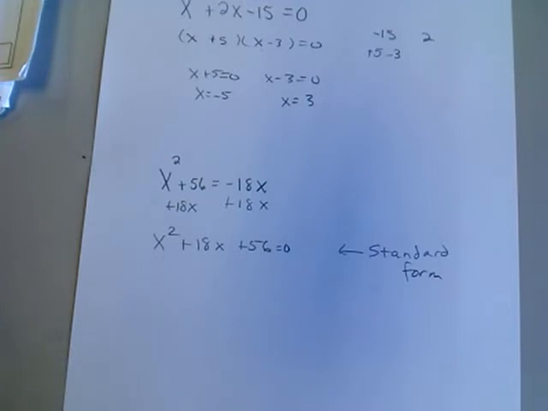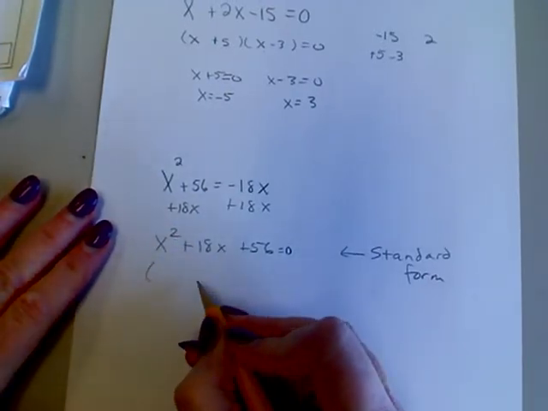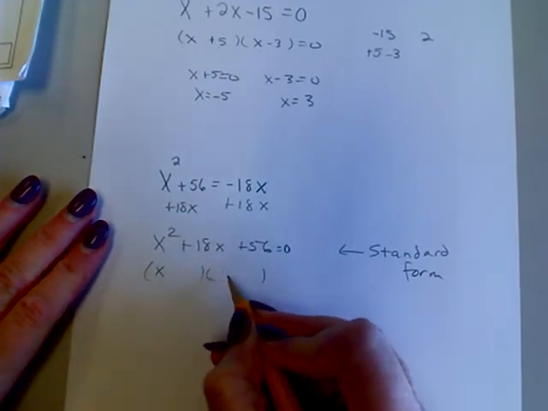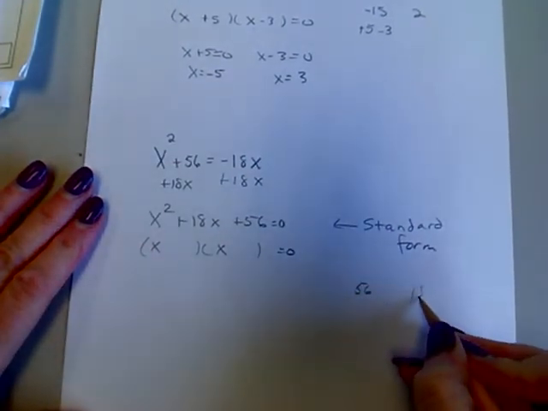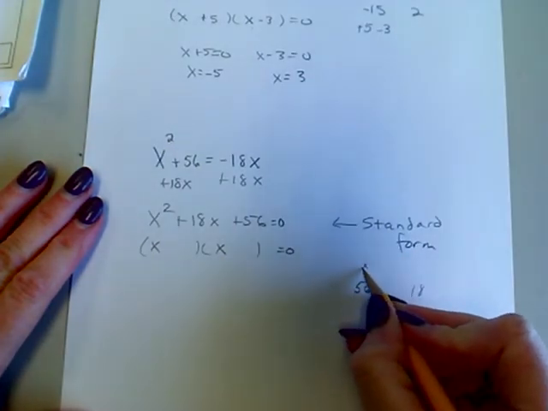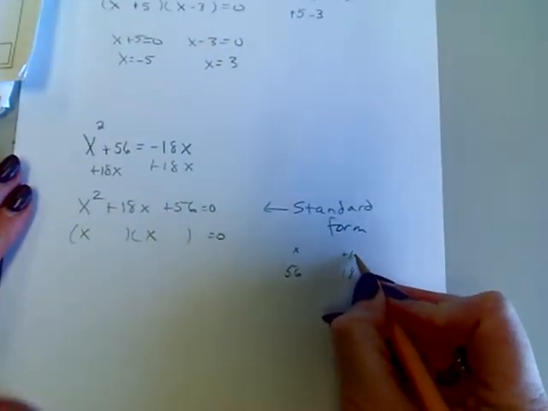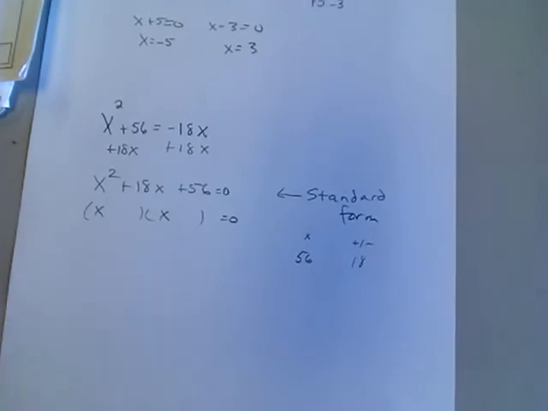Or at least start to get it factored, and I'll help you. That one's a little bit trickier. So you know two sets of parentheses. I'm going to help you with that. X and X equals 0. And I'm going to put the 56 over here and put the 18 here. So what can I multiply to get this number and add or subtract to get 18? So what can you multiply to get 56?